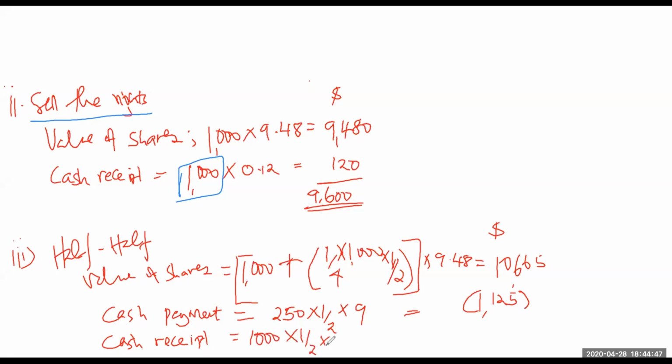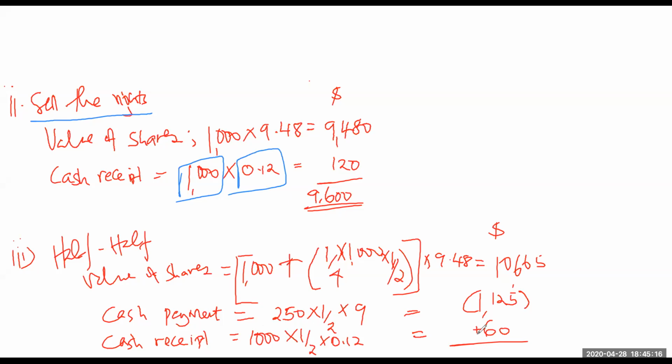But don't forget, for every share, she's getting 0.12 for the sale of one right. Therefore, simply we multiply by 0.12, which I think gives 60. Confirm. Yes, we get 60. But don't forget this is a cash receipt. Therefore, this remains a positive.